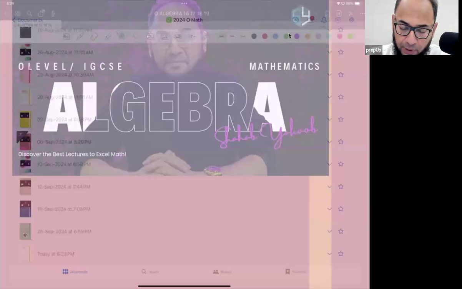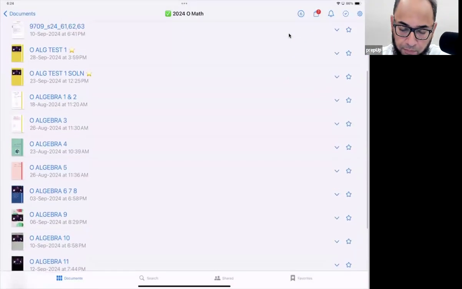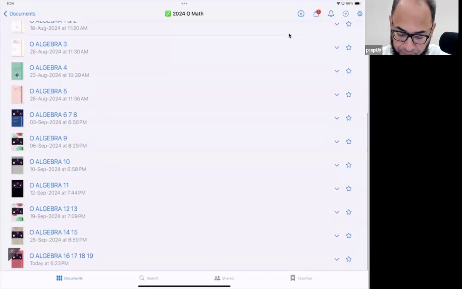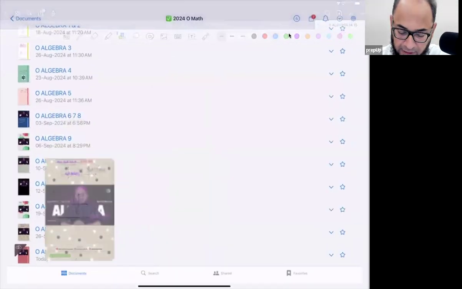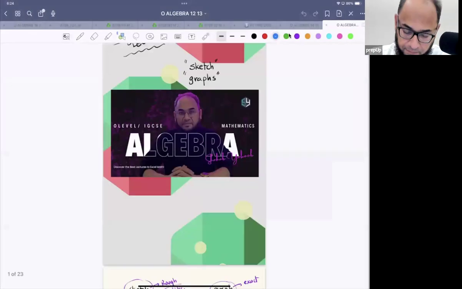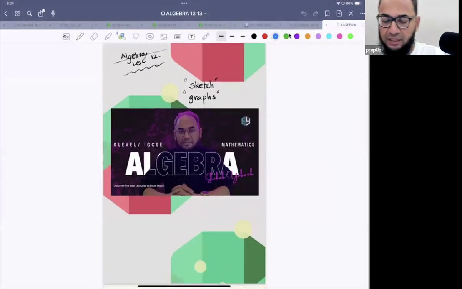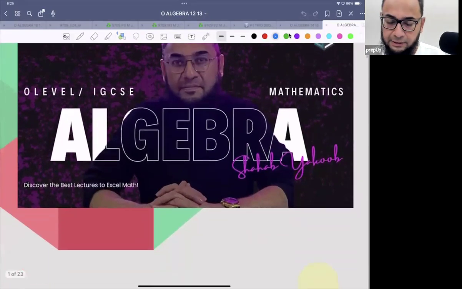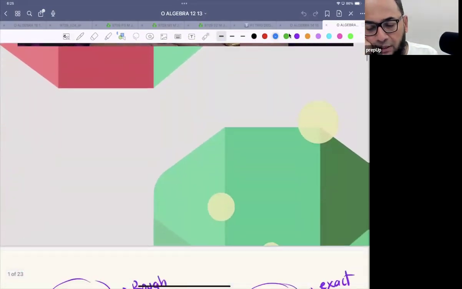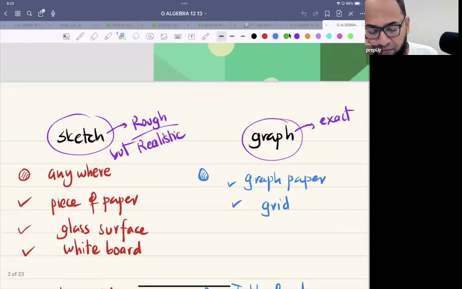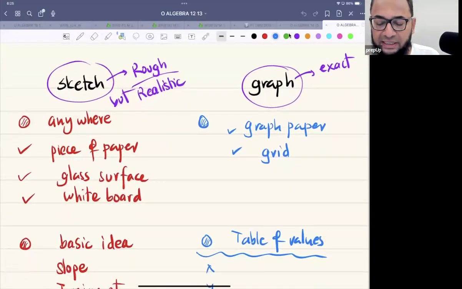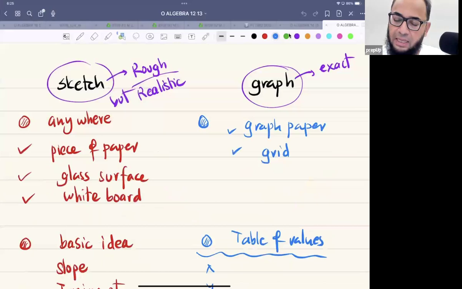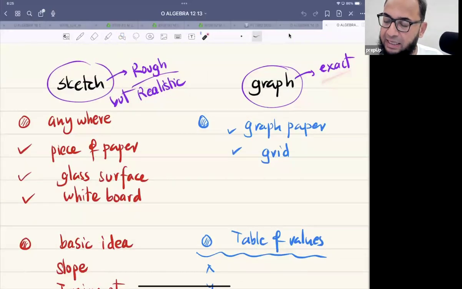So let me open up 1 or 2 more PDFs. That is 14, 15, and that's 12, 13. Okay, so now let's have a look at this. We got started with lecture 12. We talked about sketch, rough but realistic. We talked about graph, which is exact.